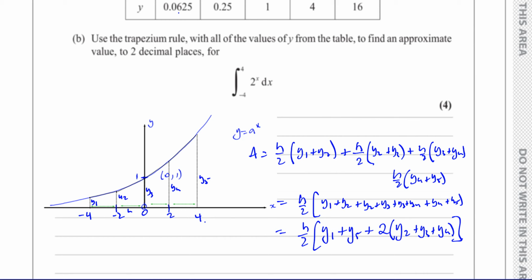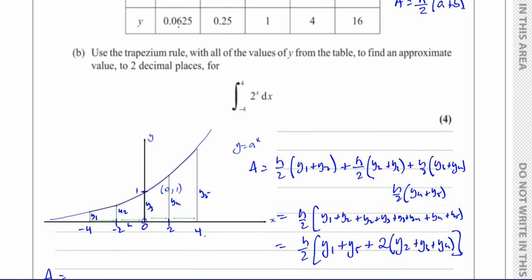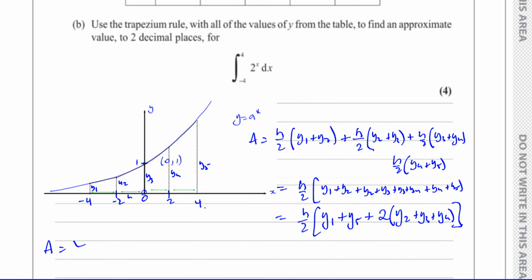You don't have to do this. This is given to us in the formula book. I just want you to understand where it comes from. So the area of the trapezium is going to be given by the distance between the parallel sides, which is 2. Okay. Divided by 2. Let me just write this a bit neatly. Divided by 2 times the sum of the parallel sides.